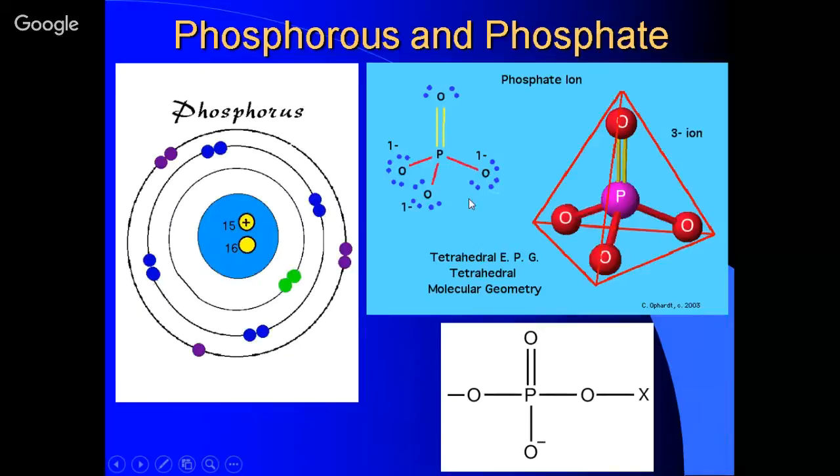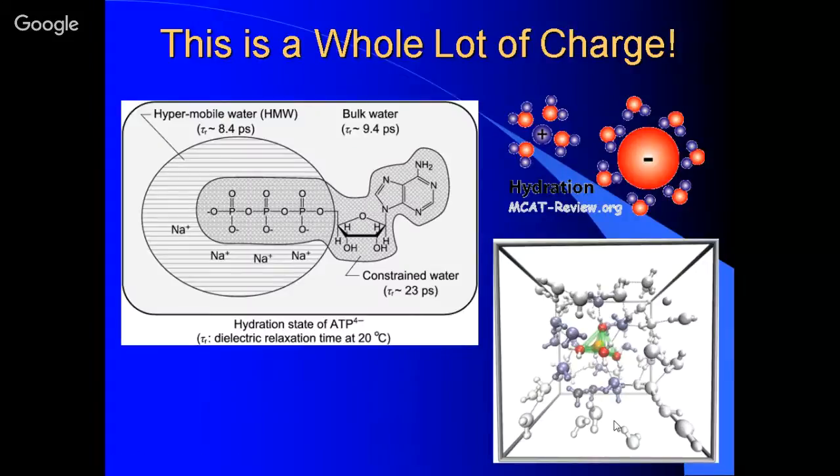which is incredible. Last week we talked about charge density with divalent cations. This one has three. This is a 3- ion. So that's an incredible amount of energy stored in this structure. And you can see that you can take one of these oxygens, typically this one, and create an ester. And we're going to be dealing with esters for the rest of the time.